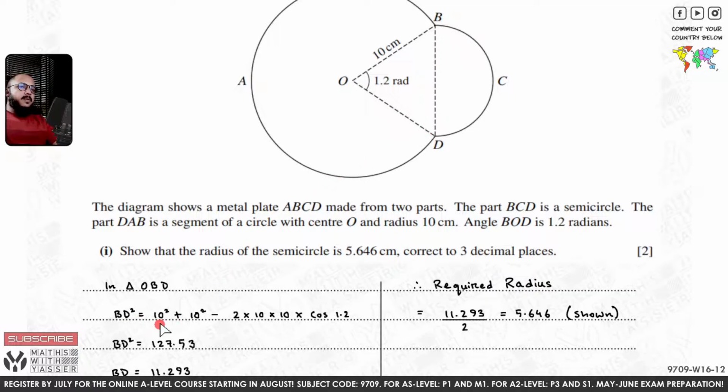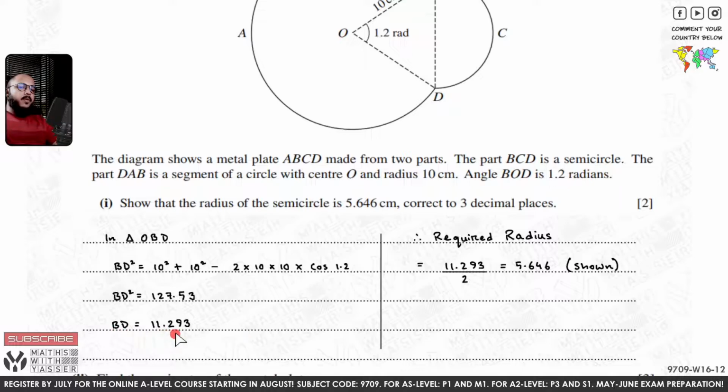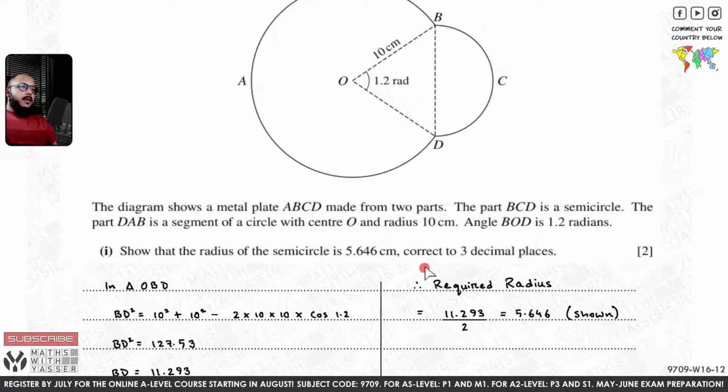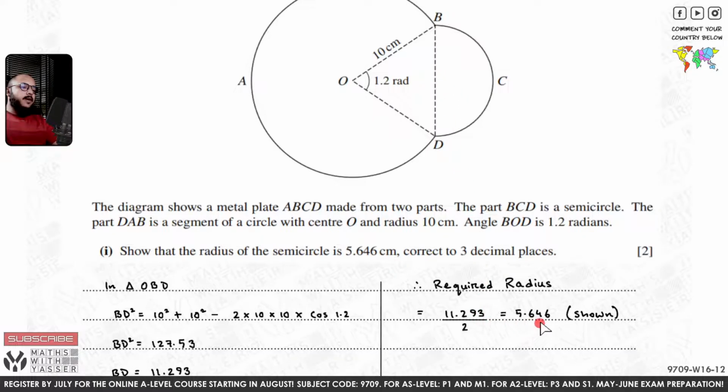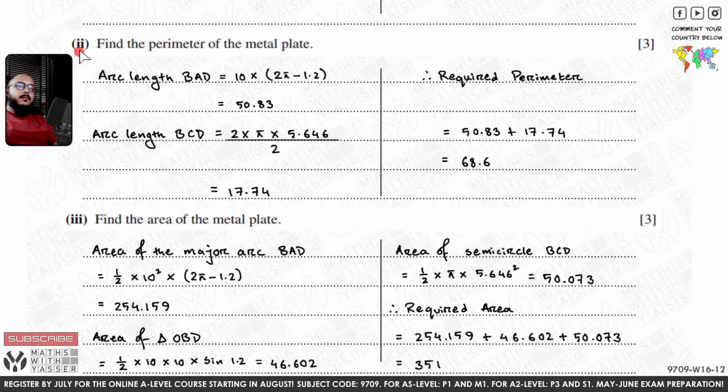So BD square must be 10 square plus 10 square minus 2 times 10 times 10 times cos 1.2. That gives us BD square equals 127.53. Therefore, BD must be 11.293. So this length is the diameter of the semicircle. That means the radius will be half of that, which is 5.646.